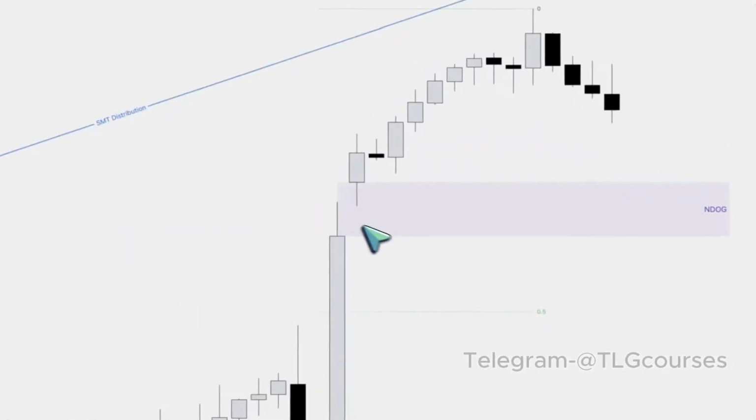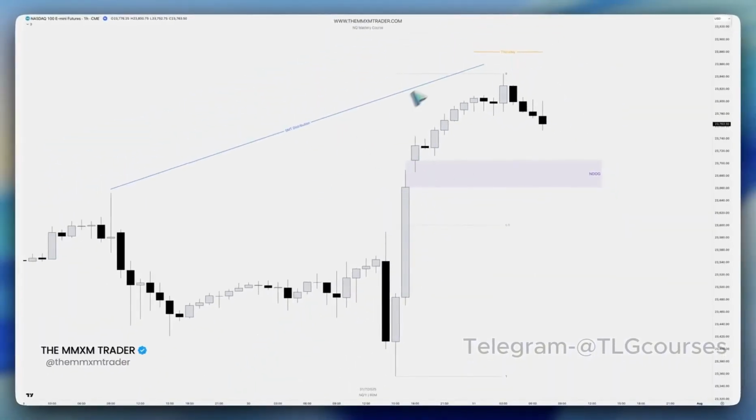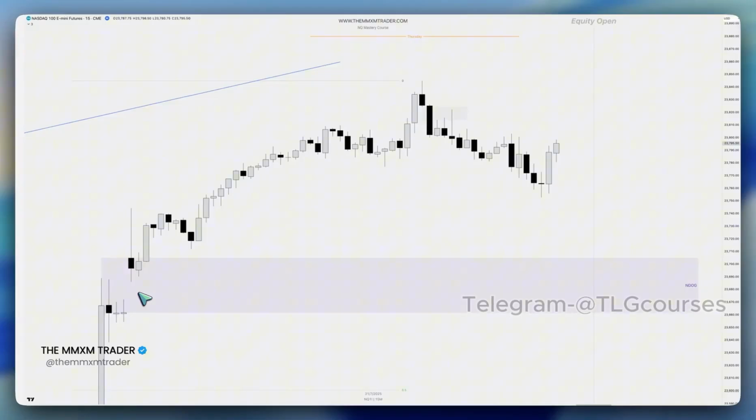We then have this new day opening gap, okay? And we're still in a premium here with SMT at a key time on a higher time frame chart, like a weekly is days, right? And here is equity open, right? So we want to target this as a drawn liquidity.